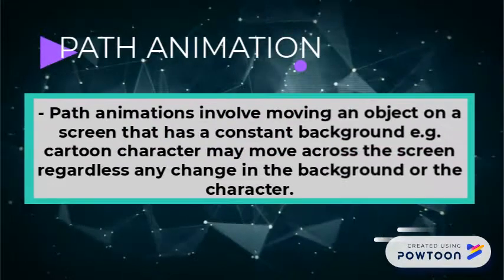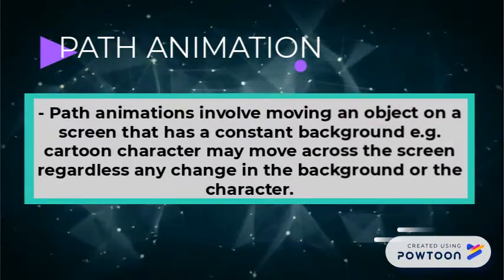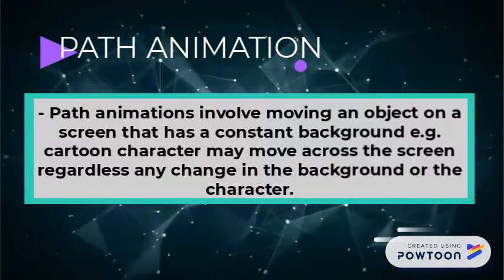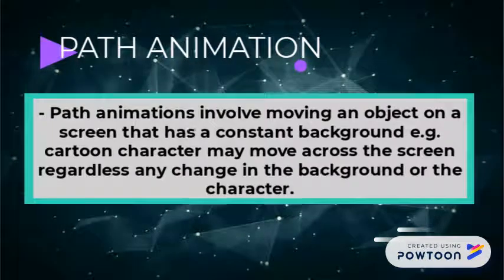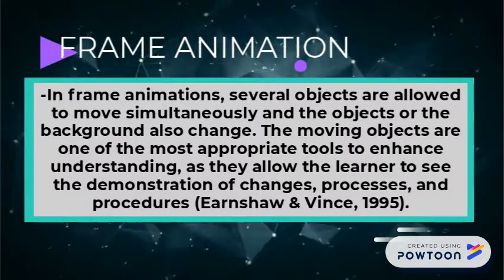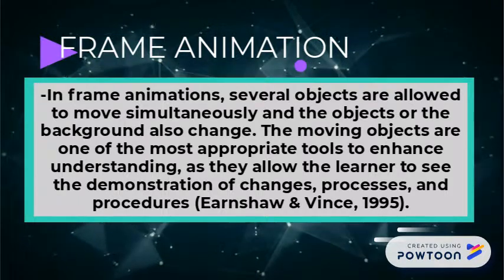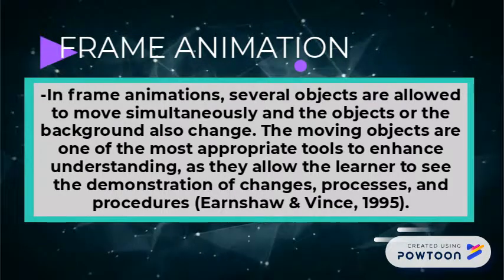Animation. Path animations involve moving an object on a screen that has a constant background. For example, a cartoon character may move across the screen regardless of any change in the background or the character. Frame animation. In frame animation, several objects are allowed to move simultaneously, and the objects or the background also change. Moving objects are one of the most appropriate tools to enhance understanding, as they allow the learner to see the demonstration of changes, processes, and procedures.